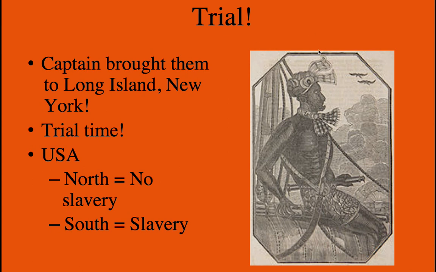I put a picture here. This is an example of one of the leaders of the revolt. When they were brought to New York, they were arrested. Now, they went on trial because we have to remember something about the United States at this time. In the northern parts of the U.S., they were not for slavery. They did not accept it. It was not acceptable. In the South, slavery was perfectly fine and perfectly acceptable. So what does this mean? Well, there's a conflicting battle as to what's going to happen.